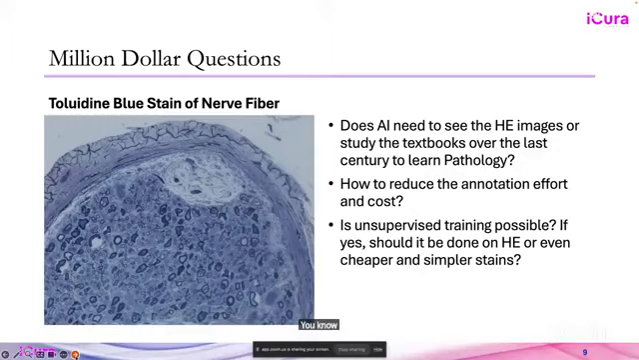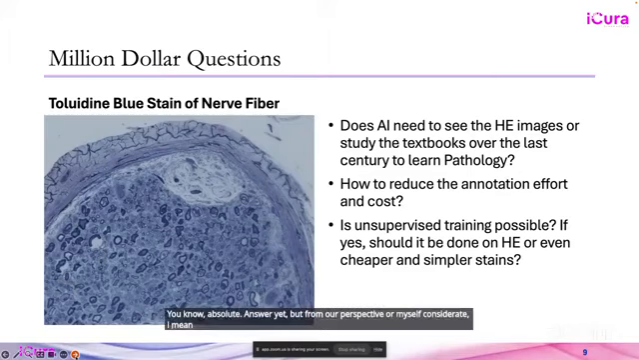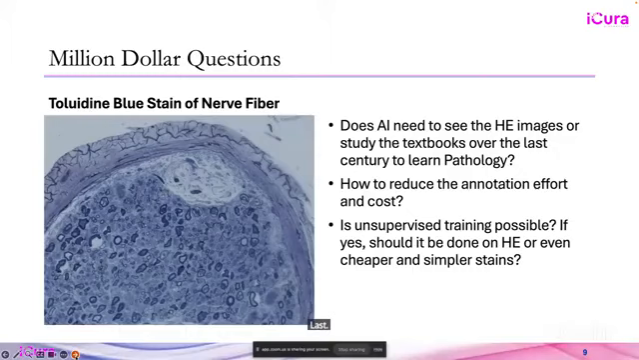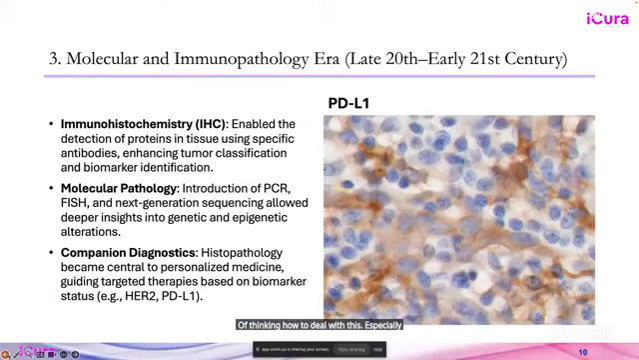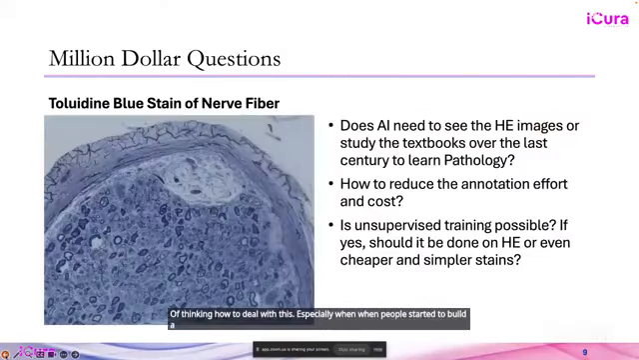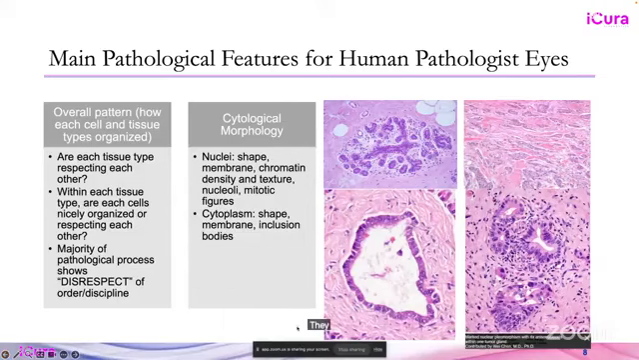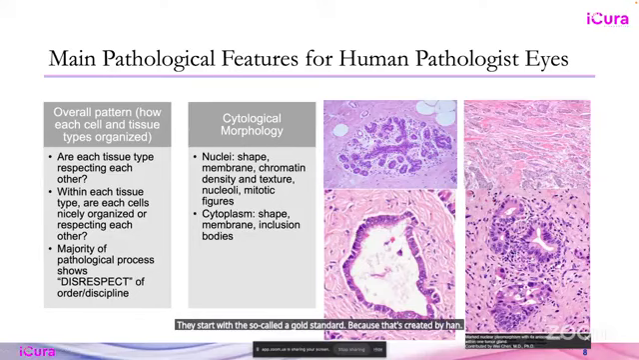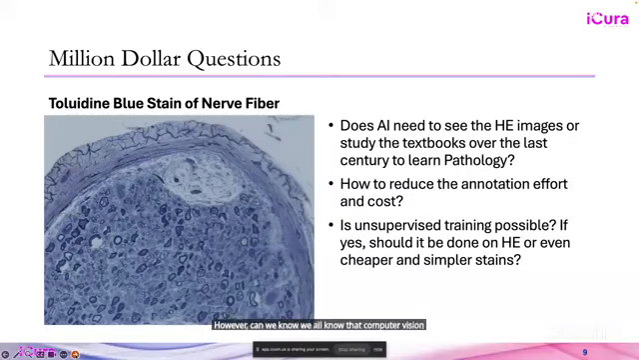I don't think anybody has an absolute answer yet. But from our perspective, or my own thought process over the last probably 10 years, we think there's an alternative way of thinking about how to deal with this. Especially when people started to build AI, they start with the so-called gold standard because that's created by humans. However, we all know that computer vision recognition can always recognize something human eyes can't.